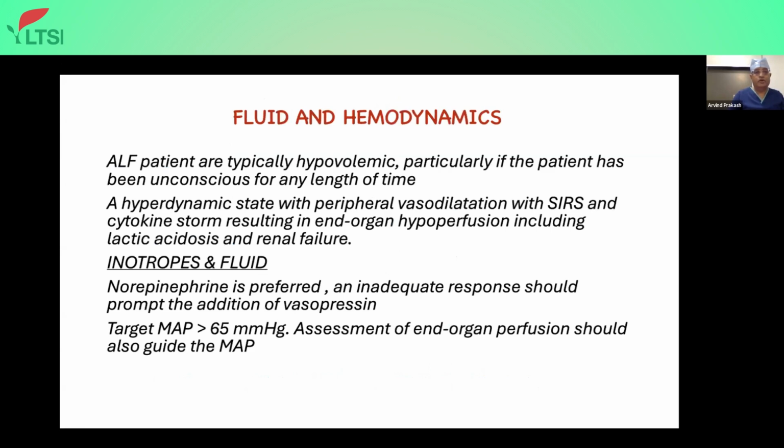In fluid and hemodynamics, ALF patients are typically hypovolemic, because of the hyperdynamic state with peripheral vasodilatation, systemic inflammatory response syndrome, and a cytokine storm resulting in impaired end organ perfusion. So we have to give fluid resuscitation and also inotropes. Norepinephrine is the preferred choice, and if there is an inadequate response, it needs the prompt addition of vasopressin. We target a MAP, which you do in ICU, to maintain over 65 millimeters of mercury, and the assessment of end organ perfusion is also important to help guide the mean arterial pressure. Next slide.